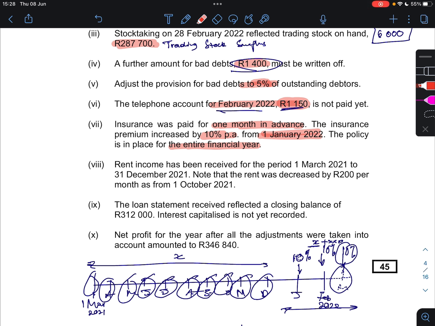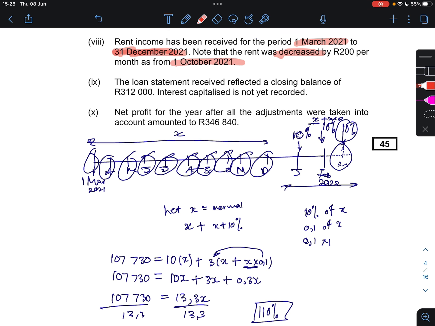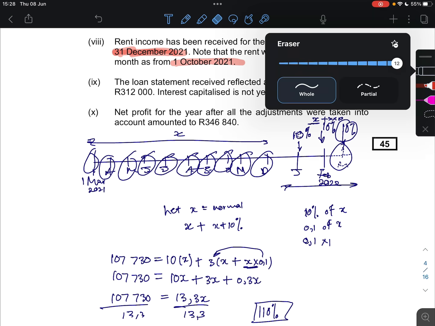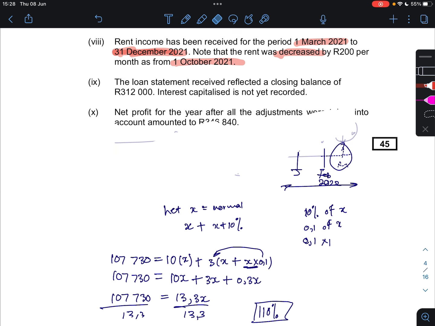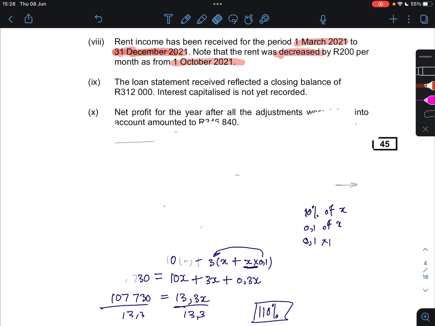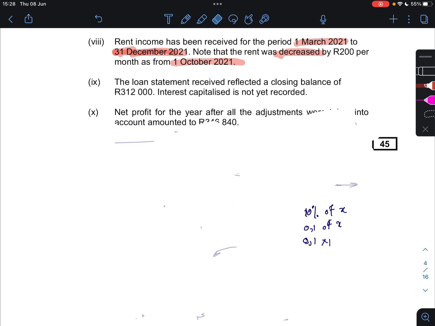All right, and now we will look at the next adjustment, which is rent income. Rent income has been received for the period 1 March 2021 to 31 December 2021. Note that the rent was decreased by 200 per month as from 1 October 2021. You might just want to draw a new timeline. So let's try drawing a new timeline here and clear out all of this at once so that we can have some space for working out this one.